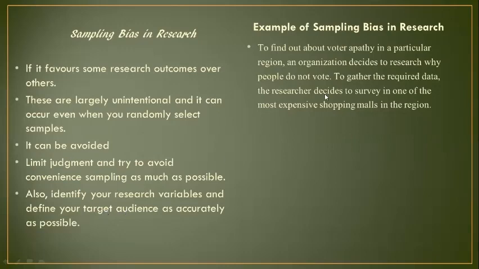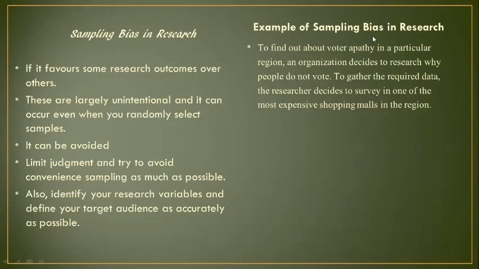So now I will give you an example of research bias in research. This is a situation. To find out about voter apathy in a particular region, an organization decides to research why people do not vote. And what do they do? To gather the required data, the researcher decides to survey in one of the most expensive shopping malls in the region. Now, see how a sampling bias will occur.